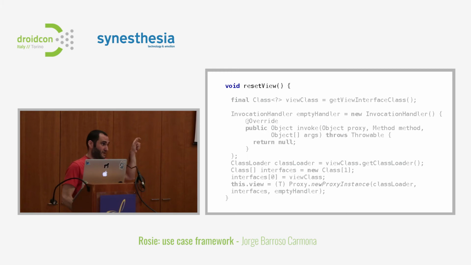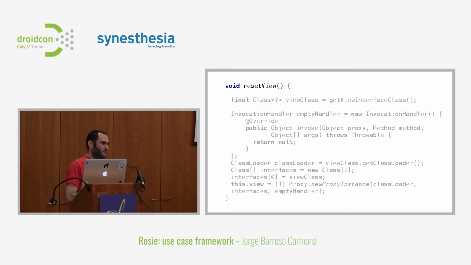For the method getView, you can have different options. The first option is using a nullable object. The problem with the nullable object pattern is that you need to create, from a type T, an object of kind T on the fly. For that we use a pattern called dynamic proxy.